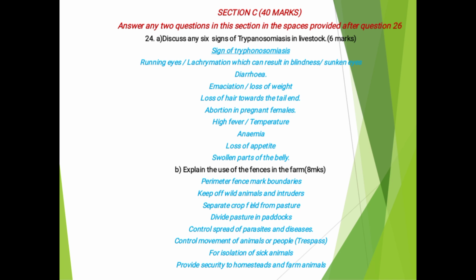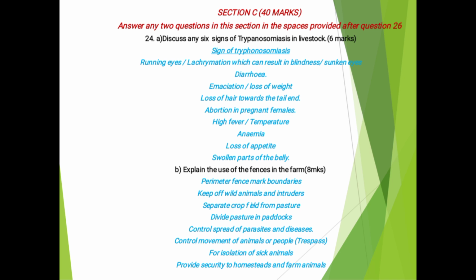Part B, explain the use of the fences in the farm. Why do we construct fences? Remember, fence is a subtopic in farm structures. So perimeter fences mark boundaries. Fence also helps in keeping off wild animals and intruders. At the same time, fence separates crop from field pasture, and also fence helps in dividing pasture in paddocks.